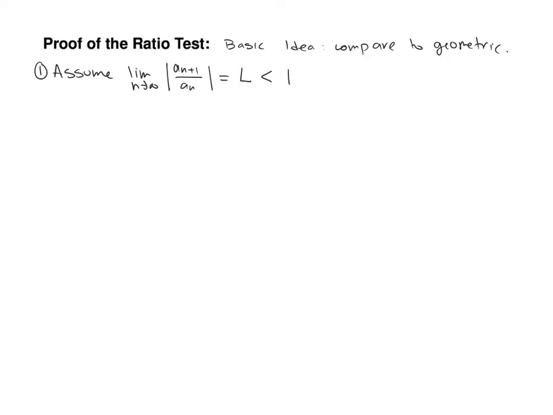Now, if your limit is some number that's less than 1, we're going to be able to choose some r such that this L is less than r, which is less than 1. Does that make sense that that's theoretically possible? Like if this L was 0.99, you could pick a number that's a teensy bit bigger than it, but still less than 1? Okay.